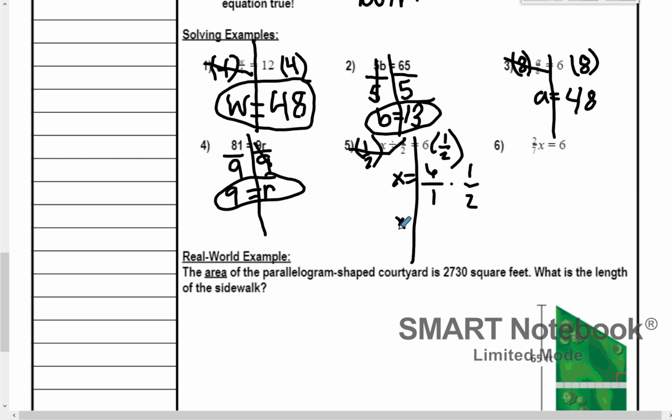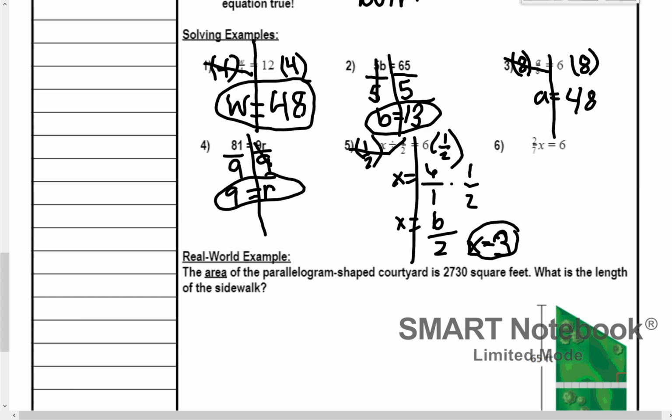We get x equals, and when we multiply fractions, remember, we haven't done this in a while, we just multiply across the top, across the bottom. So we get 6 times 1 is 6. 1 times 2 is 2. However, now we have to simplify this because this is a nice fraction, so it reduces down just to a number. So we get x equals 3, because 6 divided by 2 is 3, or 2 goes into 6 3 whole times.